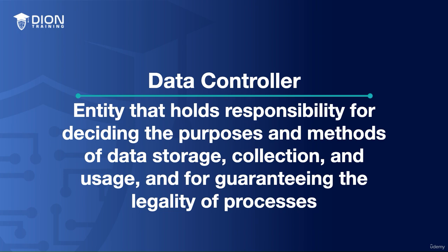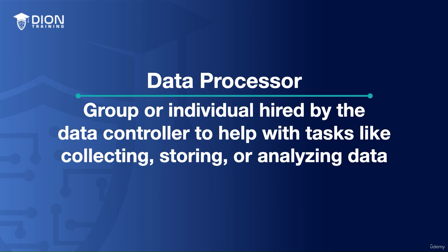Next, the data controller. The entity that holds the responsibility for deciding the purposes and methods of data storage, collection, and usage, and for guaranteeing the legality of these processes, is known as the data controller. The data controller holds the ultimate accountability for any breaches of privacy and cannot delegate this responsibility to another party. Next, the data processor. The data processor is a group or individual hired by the data controller to help with tasks like collecting, storing, or analyzing the data. They work under the direction of the data controller and follow their instructions for data collecting or processing.